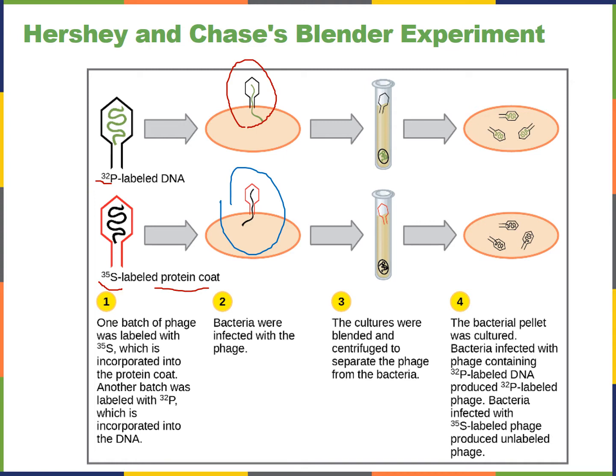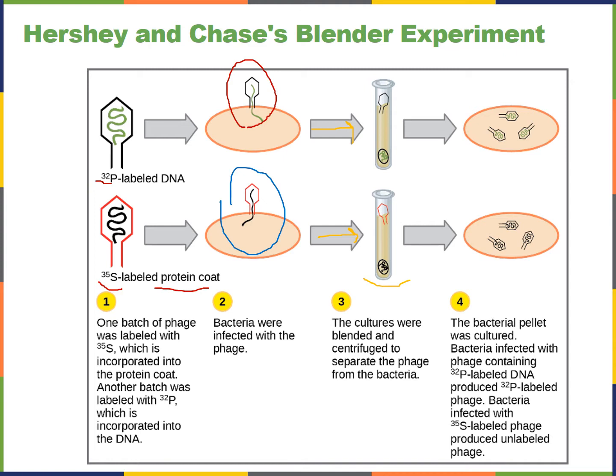Then the next step, what they did is they centrifuged. They spun the samples at very high speeds in order to separate the phage from the bacteria. So stage 3, this stage right here, is the centrifugation step. And then they cultured the bacterial pellet. The pellet's going to form on the bottom of the test tube after centrifugation.